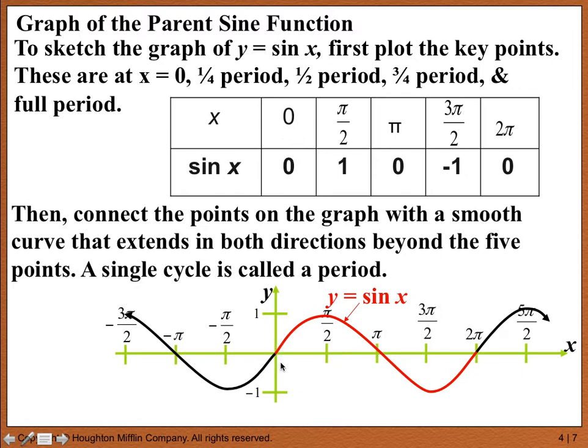That would be right here, where I'm circling with the mouse arrow. That's the point 0, 0. Then I have the point pi over 2, 1, x-coordinate pi over 2, y-coordinate 1. That's right here. Next critical point, x-coordinate pi, y-coordinate 0. Next critical point is x-coordinate 3 pi over 2, y-coordinate negative 1. And finally, x-coordinate 2 pi, y-coordinate 0.